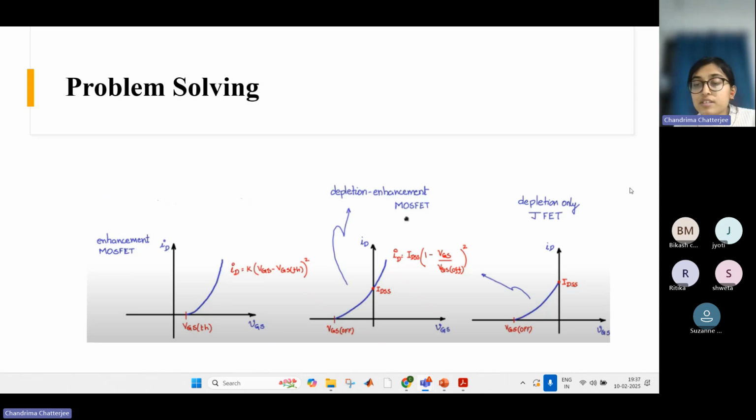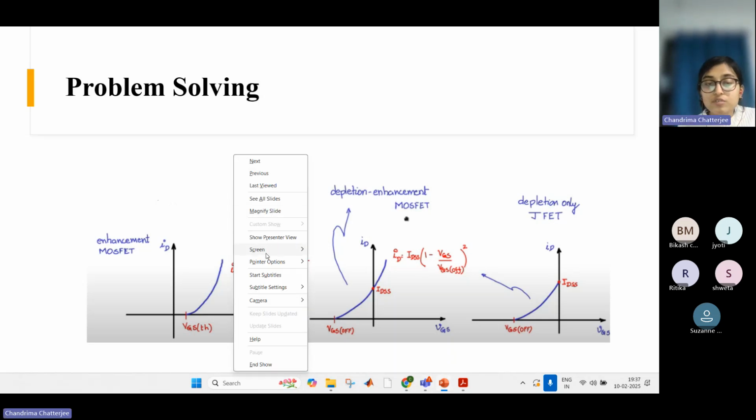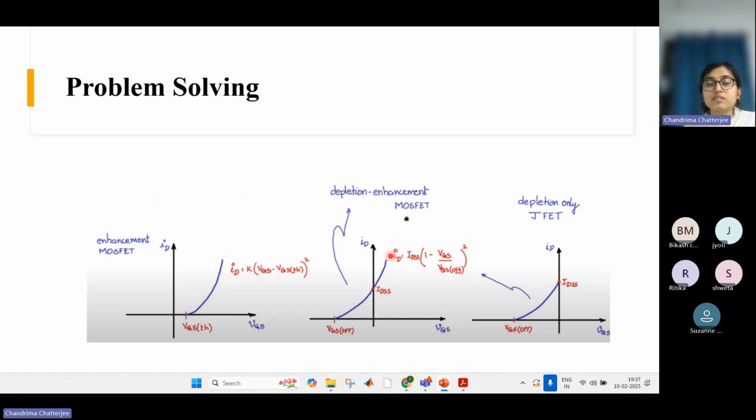So I have shown here three characteristics. You can also refer to the lecture, where it is explained what the different types of FETs, field effect transistors, are. The first one is the conventional one that we already studied, right? We saw it in the data sheet. The curve is something like this. This is the V threshold, and after V threshold is crossed, the current starts rising, and the relationship is something like this between ID and VGS, that we already saw.